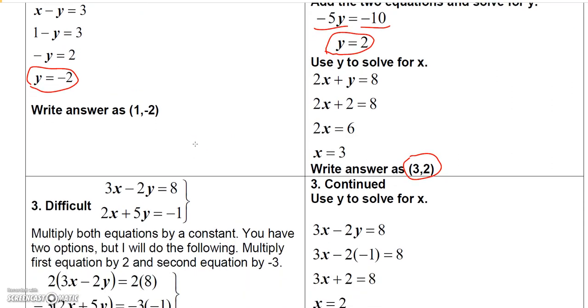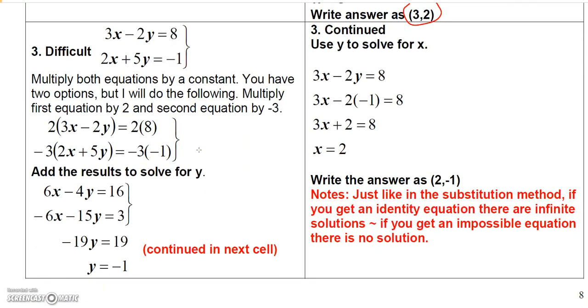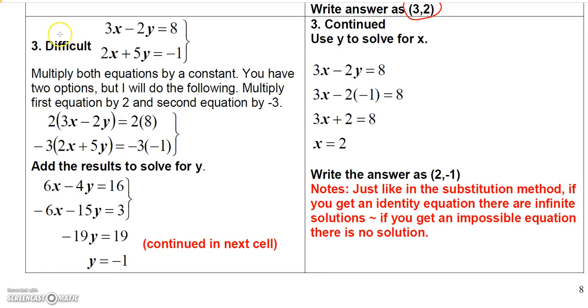Okay, now a more difficult problem might be in a case where you have to multiply both equations by a number to get a variable to eliminate. So in this example, if I look at these two, I can see that if this was 6x and this was minus 6x and I added them together, they would cancel.